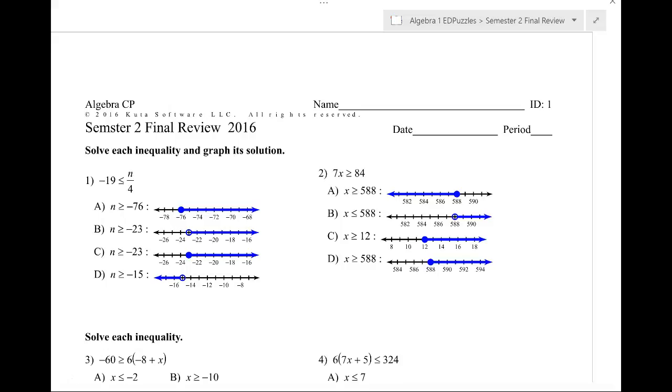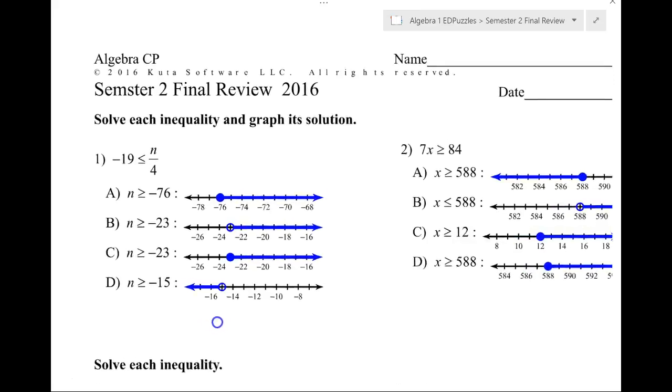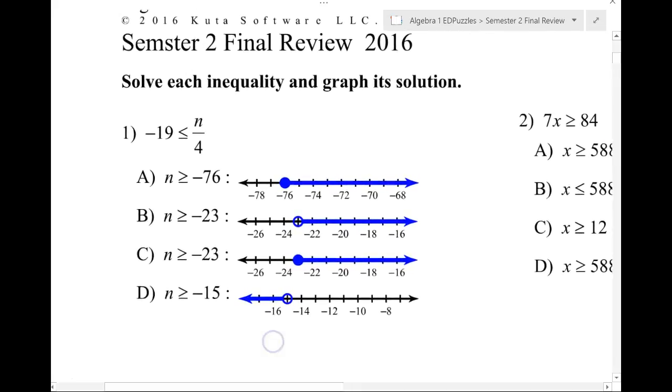Alright, so I'm going to be going through the review. This is going to be broken up into 4 different videos since there's 4 different pages. So this is the first page. Alright, so first starting with number 1. We need to solve the inequality and graph its solution.